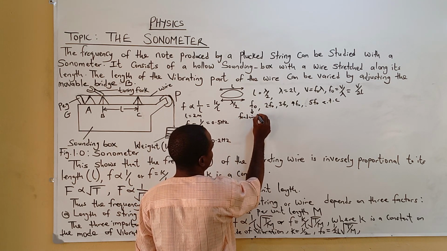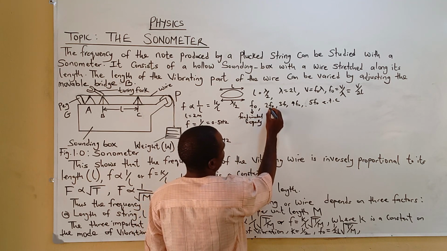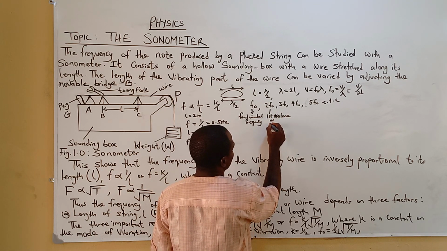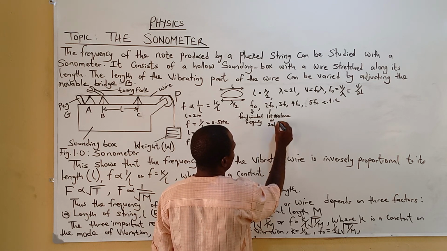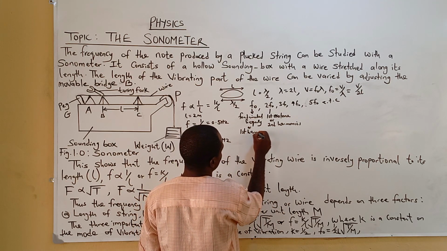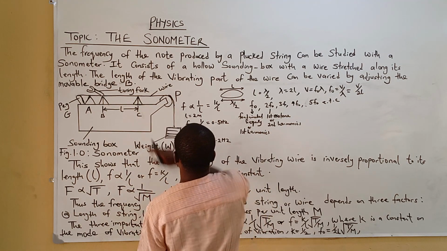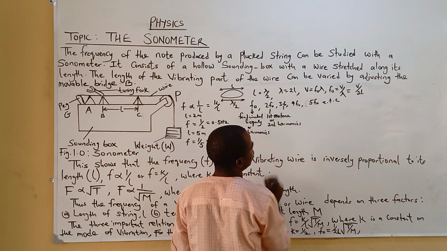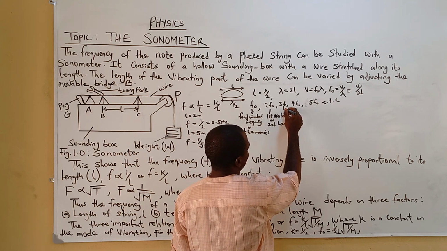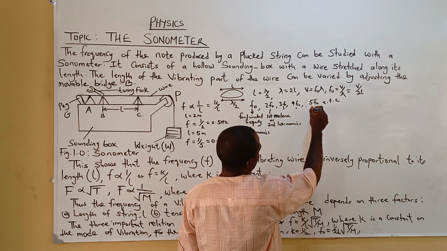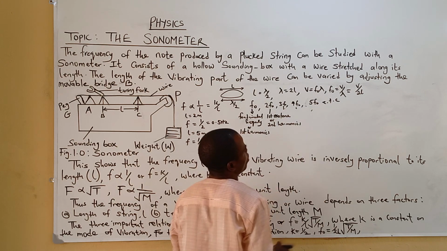The first one is your fundamental frequency, while the second one is your first overtone and or second harmonic. The fundamental frequency or first harmonic, as we have in the plucked string, is the same thing because we are making use of string here. This is third harmonic or second overtone. Fourth harmonic or third overtone. Fifth harmonic or fourth overtone.